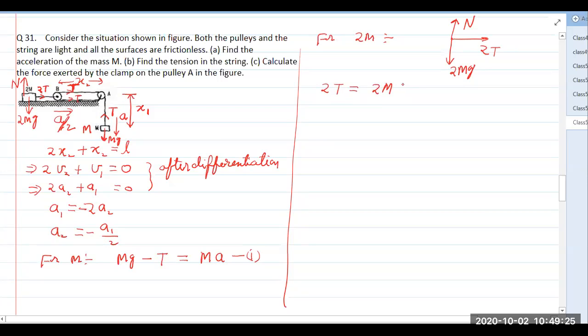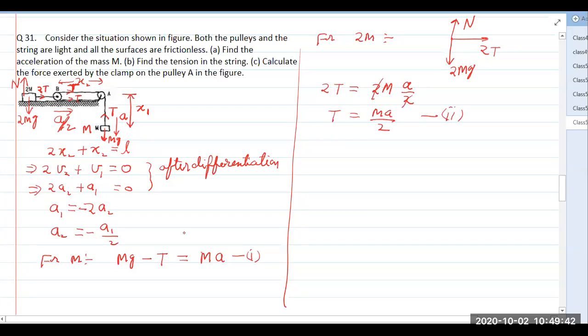So 2T is equal to mass 2m into acceleration. How much is the acceleration? A by 2. So F equal to ma, and we can write T equal to ma by 2. So this much we can write. Now we have to solve these two equations. This is equation 2.